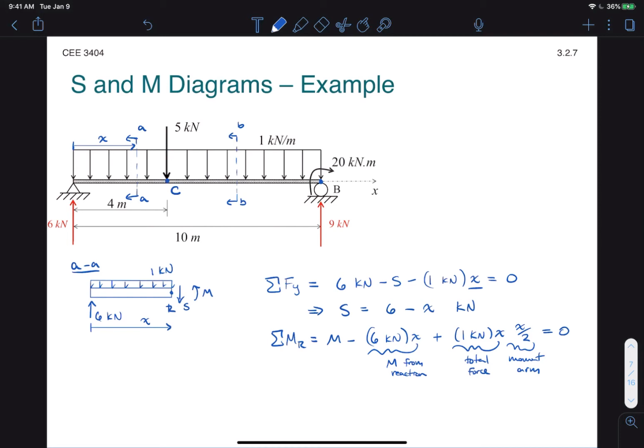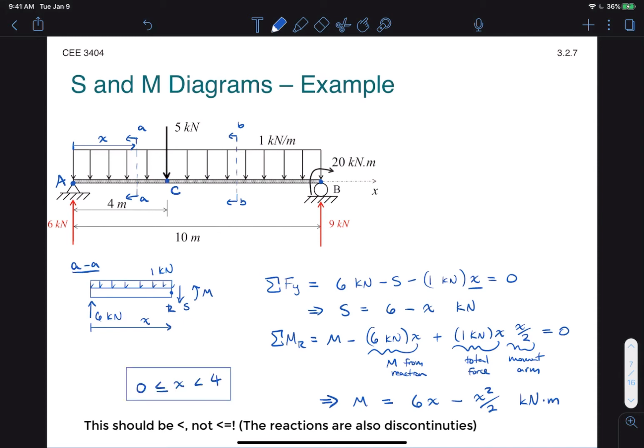Once we have those numbers, we can simplify to 6x minus x squared over 2 kilonewton meters. And of course, this is only valid from point A to point C, and so we must make a note of that. Now let's take a look at section BB.